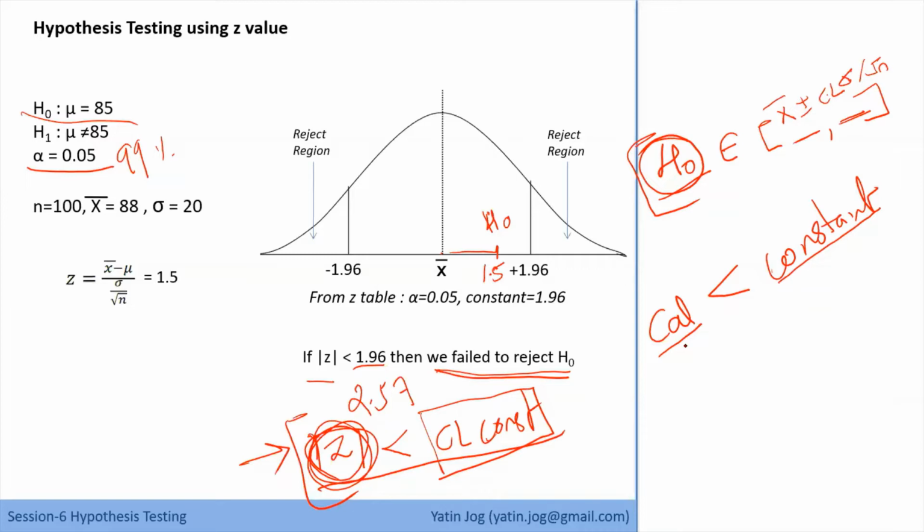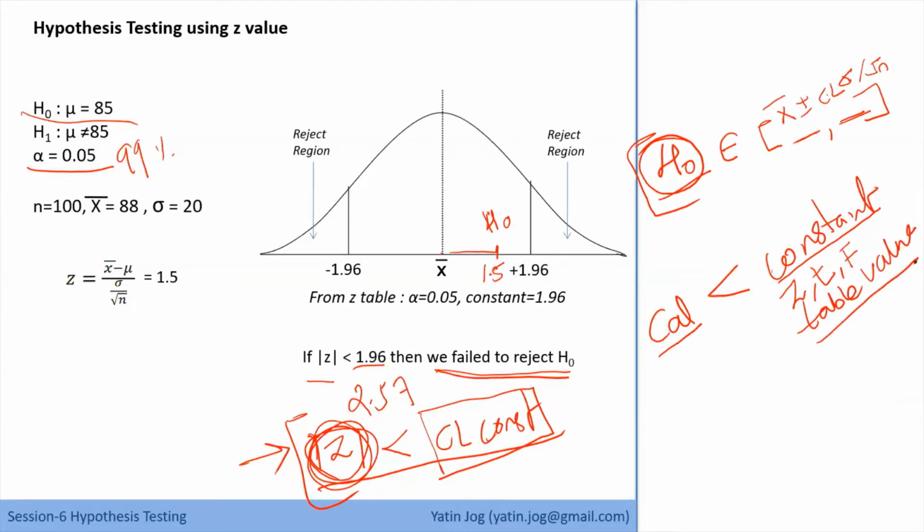Now whether that constant is coming from z table, or the constant is coming from t table, or the constant is coming from f table, that's a different story. But it is some constant, or we can also call it a table value.